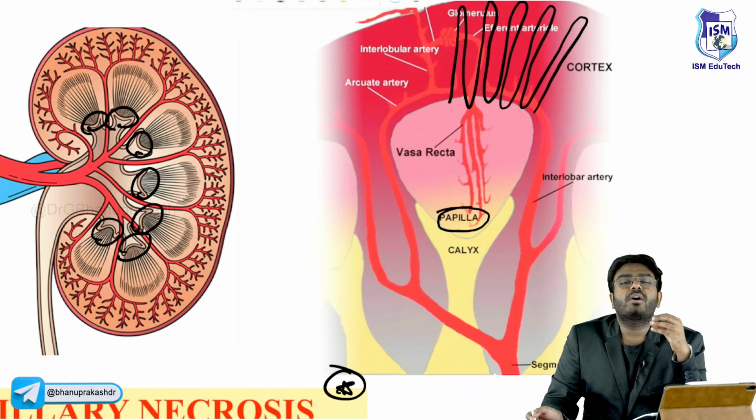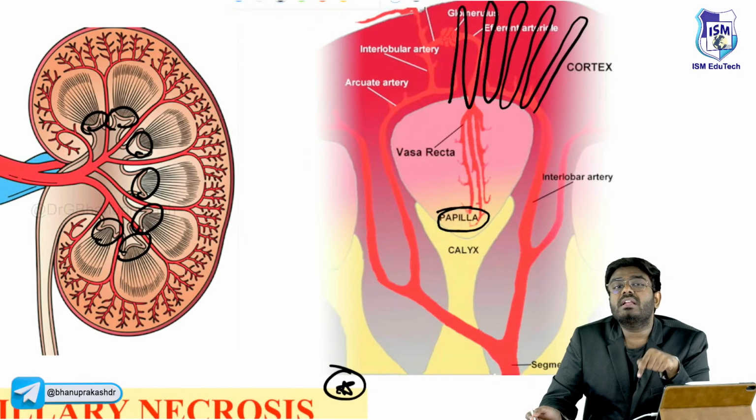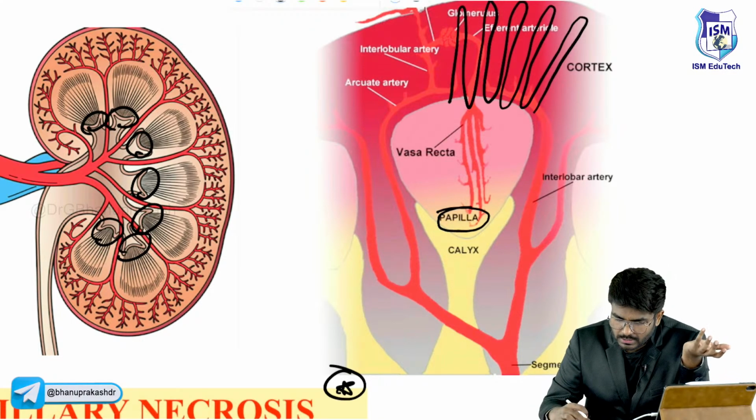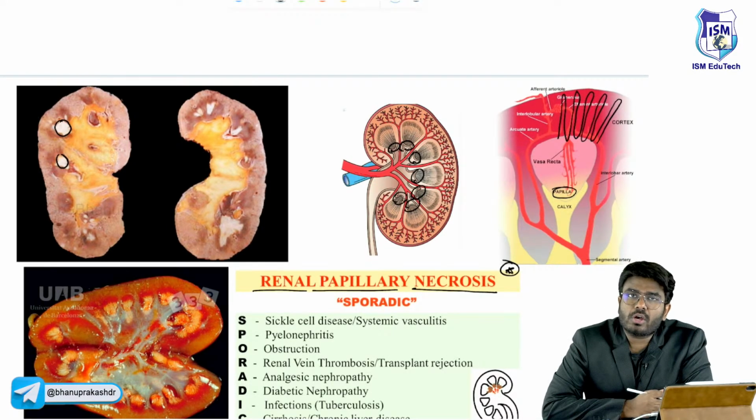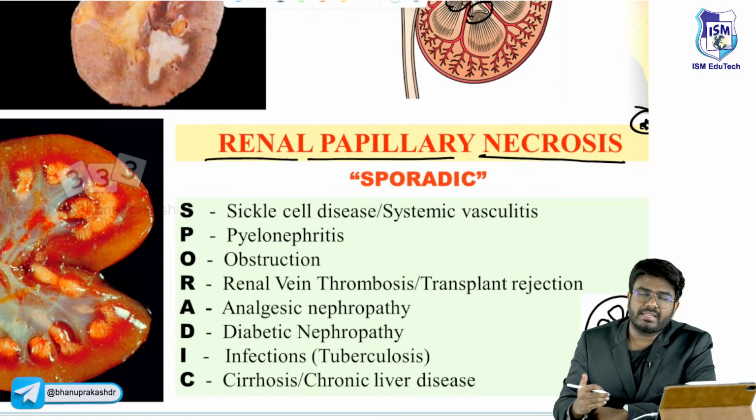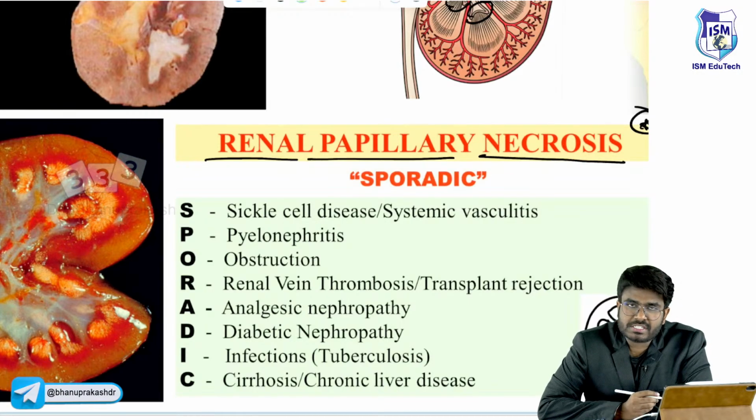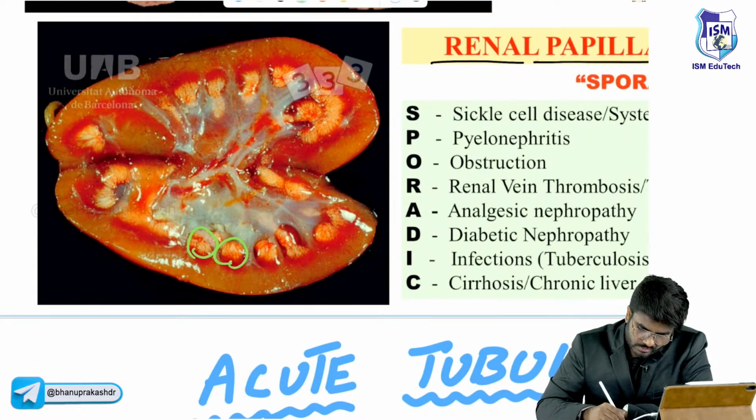Now, because of some condition, if the blood vessels get blocked, there will be a further reduction in the blood supply to that area. So if there is further reduction in blood supply, these areas can undergo necrosis: ischemia, hypoxia, followed by necrosis. So what are the causes of renal papillary necrosis? Very important. The mnemonic is something like SPORADS, sporadic. Out of all this, I want you to know at least four causes of renal papillary necrosis.